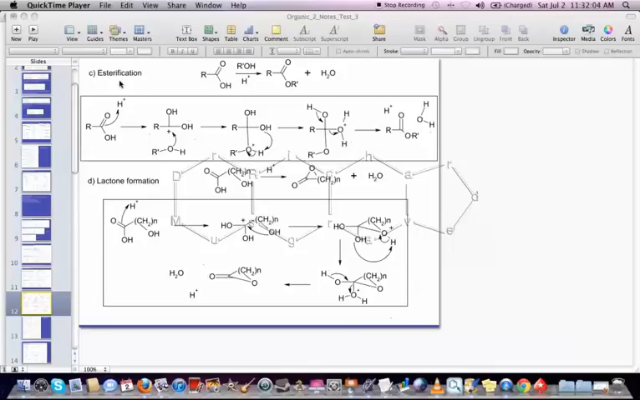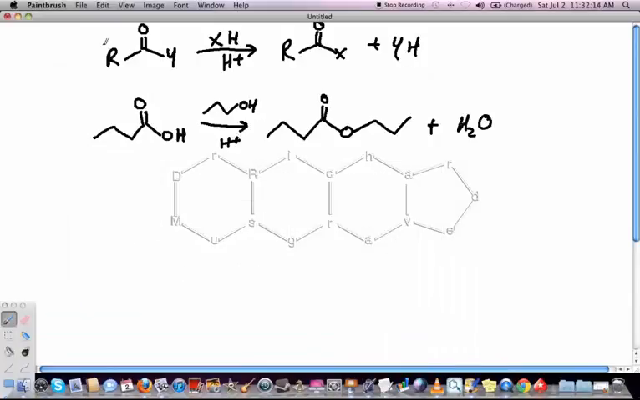Another way that we can make esters is through the process of esterification. In this case, we use a carboxylic acid and an alcohol under acidic catalysis. Let me show you how that works. Now again, we've got our same pattern here where the Y group ends up being replaced with some X group. And you can see this is going to be an acidic mechanism because we have an H+. And here's an example of it.